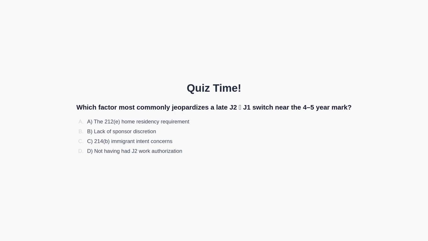Quiz time. The question is, which factor most commonly jeopardizes a late J2 to J1 switch near the 4 to 5 year mark? The options are A, the 212E home residency requirement, B, lack of sponsor discretion, C, 214B, immigrant intent concerns, and D, not having had J2 work authorization. You may pause the video now to think about the answer. We will discuss the answer in the next section of the video.